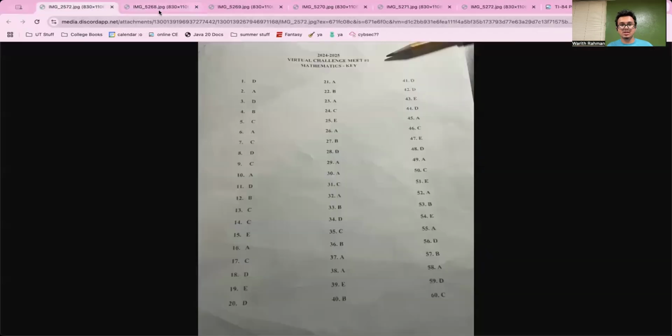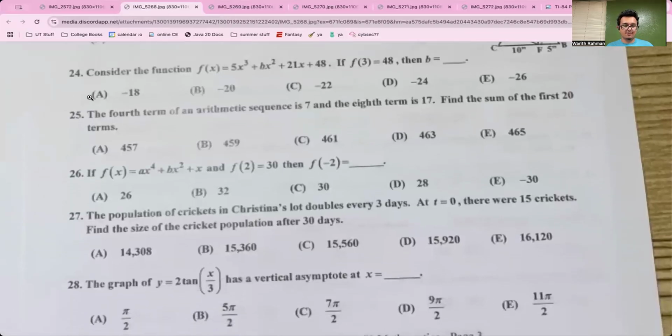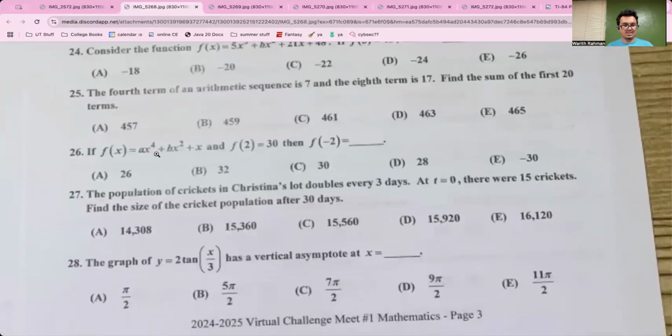Bam, easy piece of, not cake, maybe brownie. Piece of brownie. Okay.